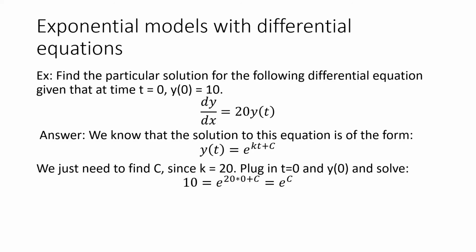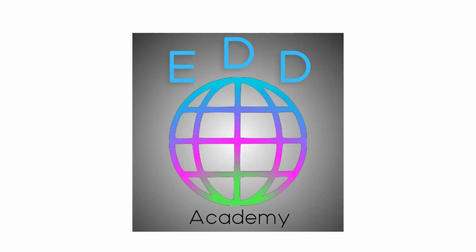Now we know that 10 is equal to e to the power of c. Take the natural log of both sides, and we get the natural log of 10 is equal to c. We plug that in, and notice how if we had actually used the second form, it would have actually been slightly easier to find the constant. Since using exponent rules, we can break that down to e to the power of ln of 10 times e to the 20t. Alright, that simplifies down to 10 times e to the 20t.